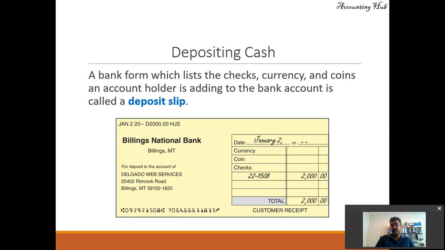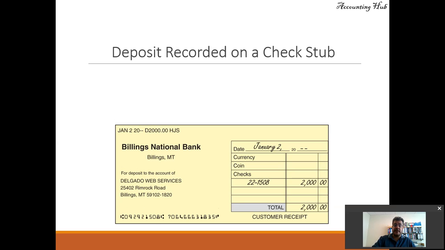Just like this one, when you deposit money, the bank gives you a paper back to tell you, okay, you just deposited this money and this money is in your account. And usually we have three different places here: how much you add in currency, in coins, and in checks. So this is usually what the bank gives you back. Nothing manual anymore, but this is how banks usually give it back.